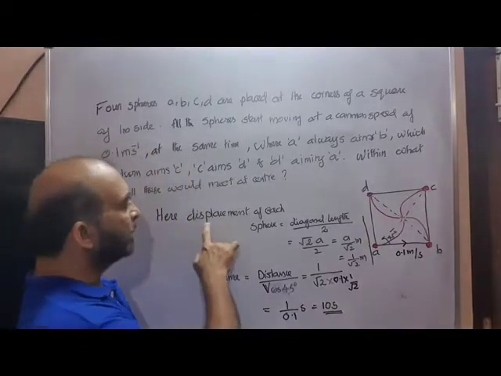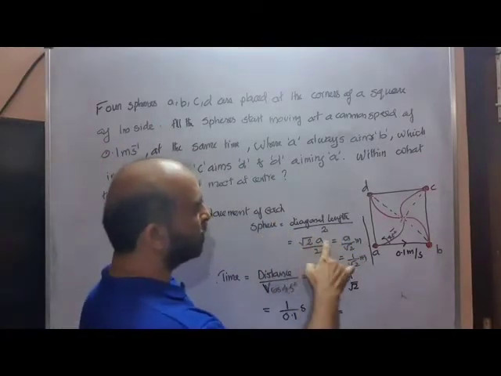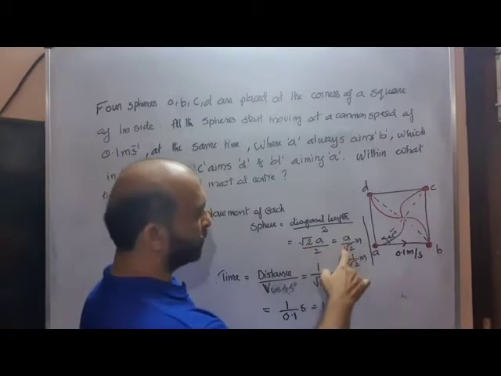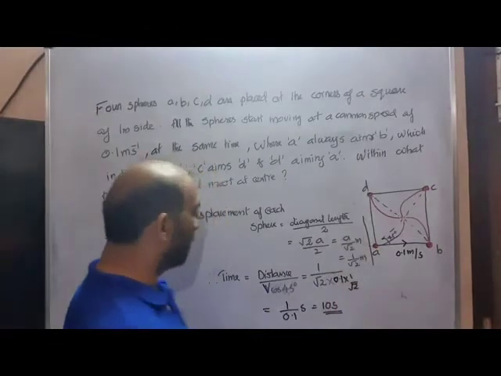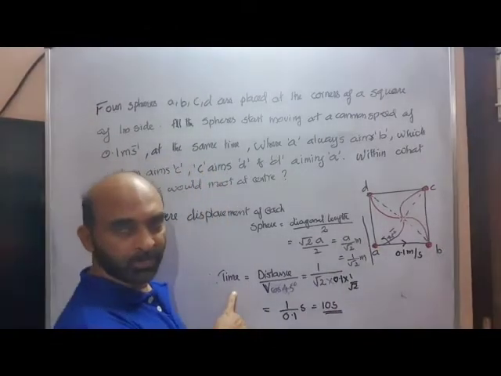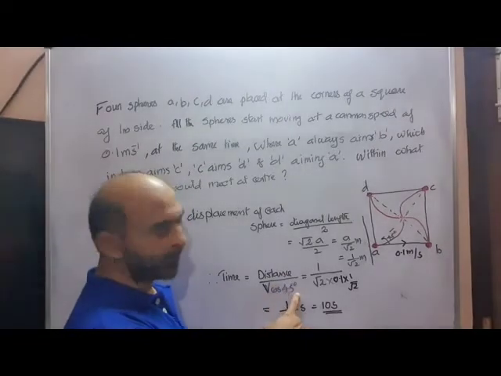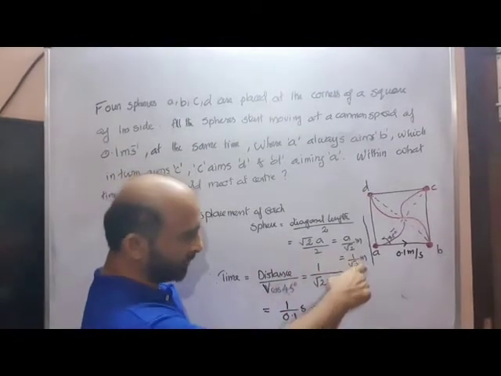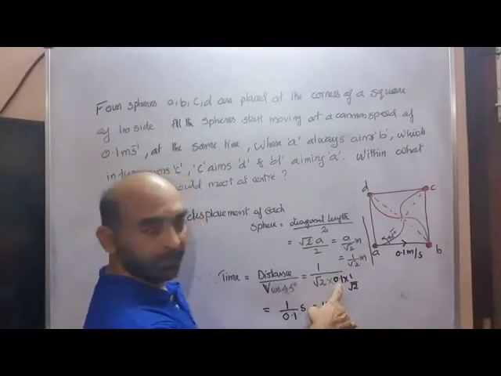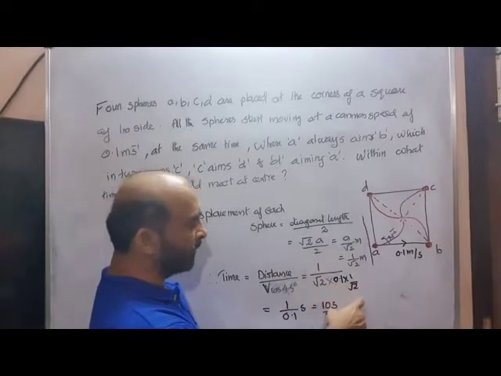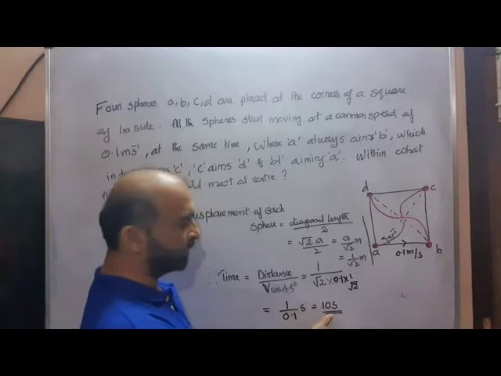See, the displacement of each sphere, diagonal length by 2, that is root 2a by 2, is equal to a by root 2 meter. a is given to be 1 meter, so 1 by root 2 meter. Now, time taken for the completion of the journey is distance by V cos 45. That is 1 by root 2 divided by V cos 45. V is 0.1 meter per second and cos 45 is 1 by root 2. Root 2 cancels with the root 2. So 1 by 0.1 seconds is equal to 10 seconds.